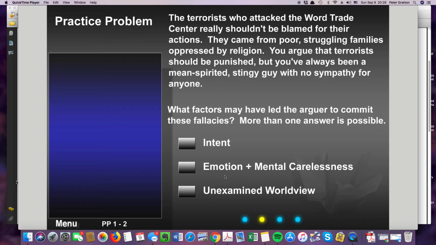Okay, so what factors could have led to this? I think it's an unexamined worldview. This person is a homophobe, and they haven't examined it carefully, and thus want to make this kind of argument. Right? As it says here, the worldview probably includes the unexamined presupposition that gay people are per se immoral and undesirable. For now, I think giving one answer is enough.